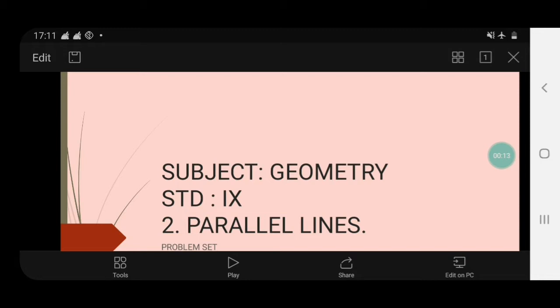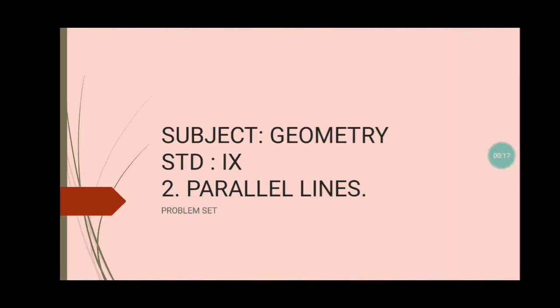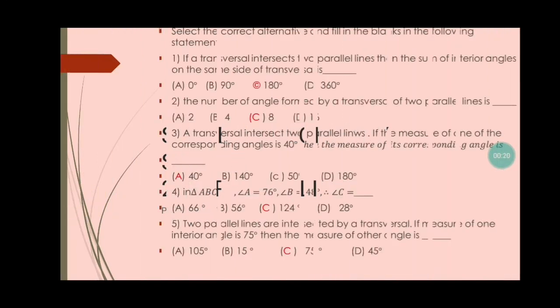The very first question in this is: select the correct alternative and fill in the blanks in the following statement. If a transversal intersects the two parallel lines, then the sum of the interior angles at the same side of the transversal is equal to 180 degrees. So option C is correct over here.